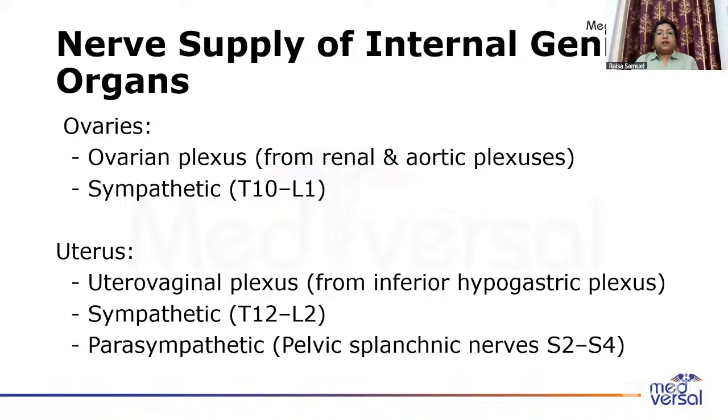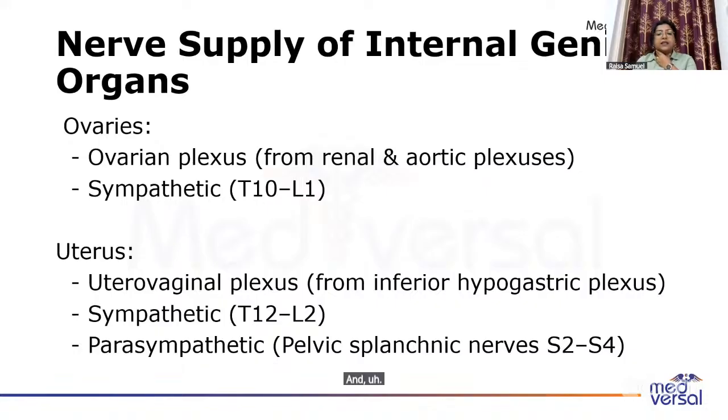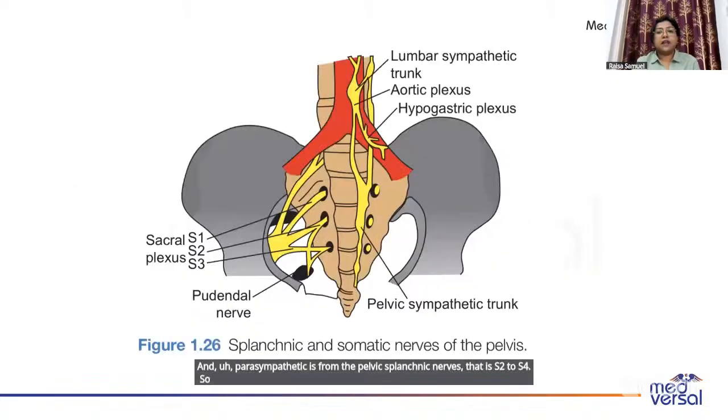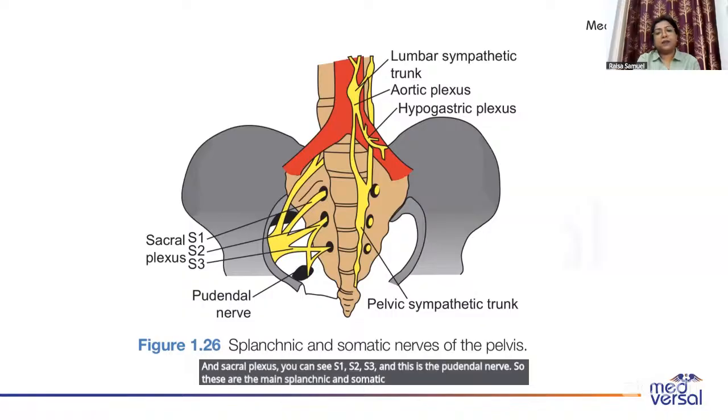So nerve supply of the internal genital organs. Ovaries are supplied by the ovarian plexus, sympathetic, that is T10 to L1. Uterus is by the uterovaginal plexus from the inferior hypogastric plexus. Sympathetic is from the T12 to L2. And parasympathetic is from the pelvic splanchnic nerves, that is S2 to S4. So this is the lumbar sympathetic trunk, aortic plexus you can see, and the hypogastric plexus. And here is the pelvic sympathetic trunk and sacral plexus you can see, S1, S2, S3, and this is the pudendal nerve. So these are the main splanchnic and somatic nerves of the pelvis.